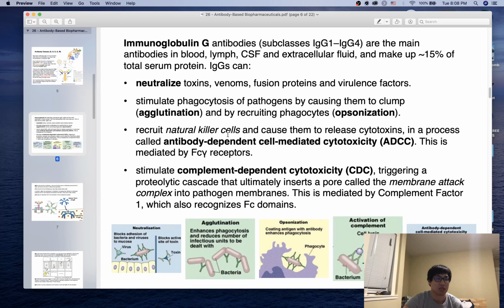So say this is a pathogen, and you have the antibody bound here with the Fab, then you still have this Fc domain. Then this is going to be recognized by a killer cell with the receptor, and the receptor binds here. So you recruit the killer cell here, and then the killer cell comes to kill the pathogen.